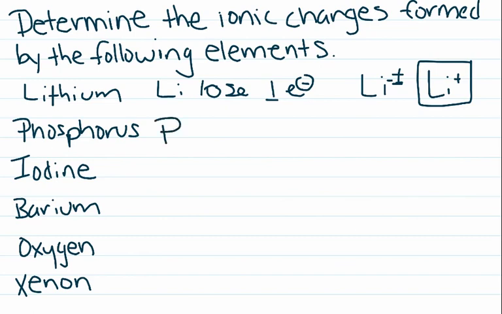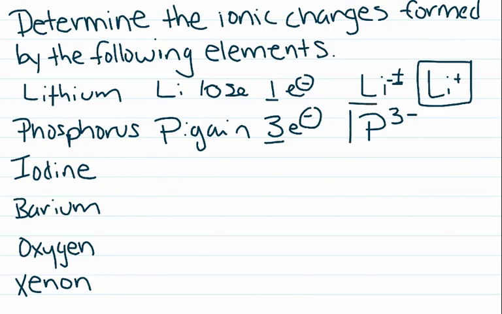So phosphorus will gain 3 electrons. So we write its symbol. Now if it's gaining something with a negative charge, it will become negative. Since it's gaining 3 of them, it will have a negative 3 charge. So phosphorus is P3- when it's in its ionic form.